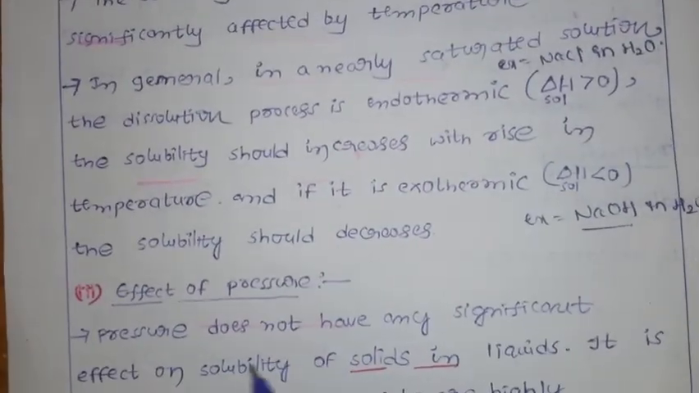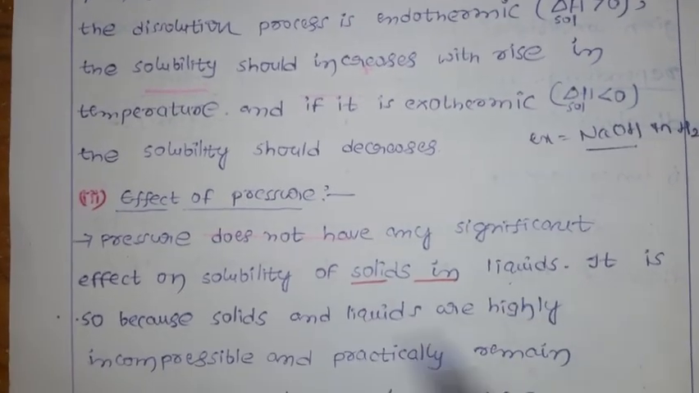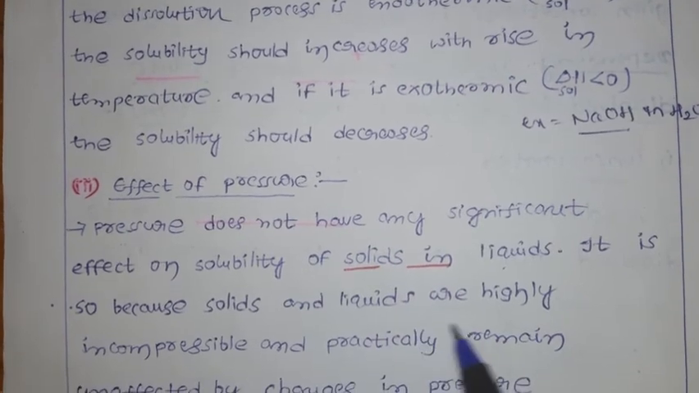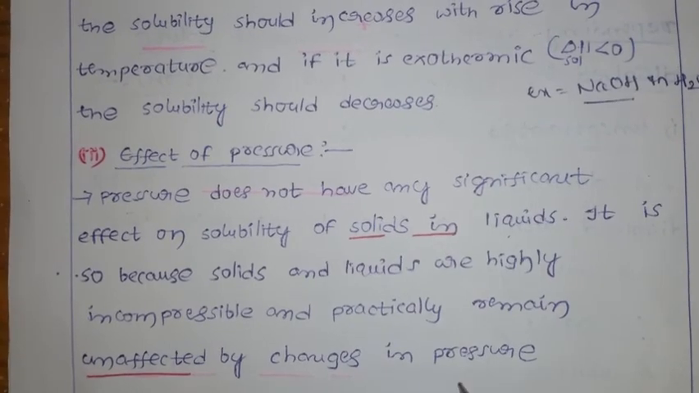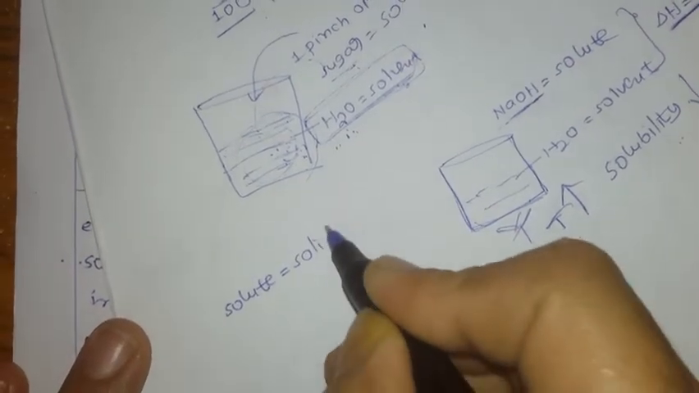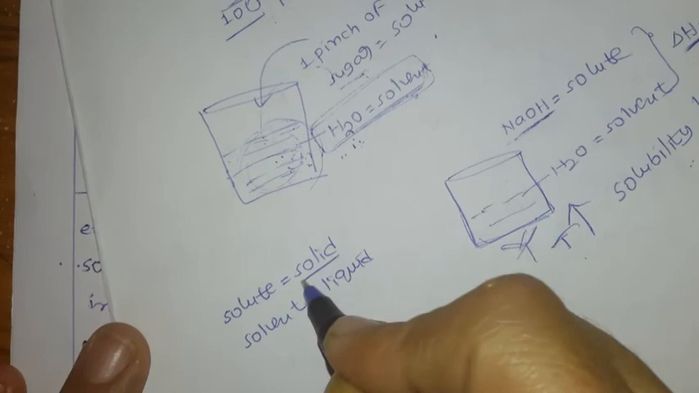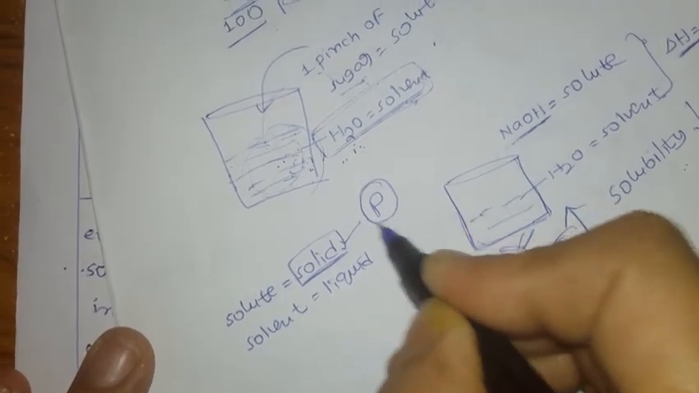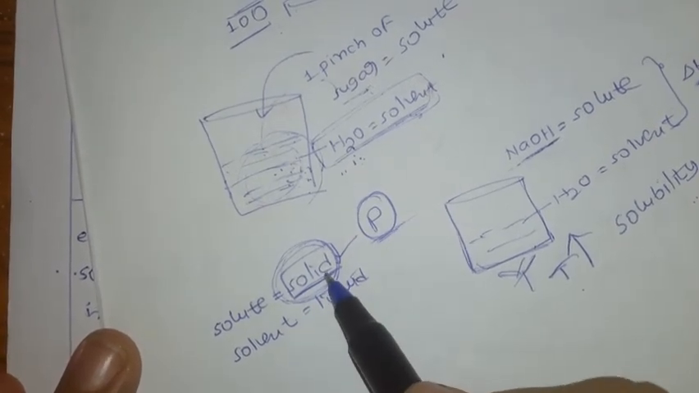Next factor we have is the effect of pressure. Pressure does not have any significant effect on the solubility of solids and liquids. It is so because solids and liquids are highly incompressible and practically remain unaffected by changes in pressure. Here our case is that the solute is a solid and the solvent is a liquid. When you take a solid as a solute, the effect of pressure is not considerable, because solids cannot be compressed by pressure.